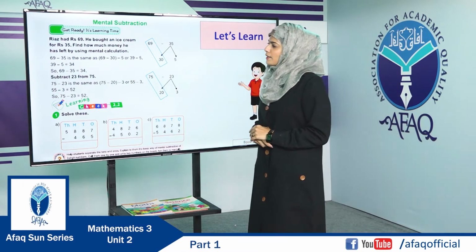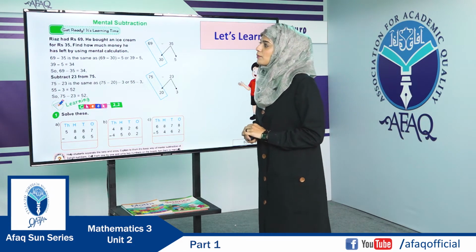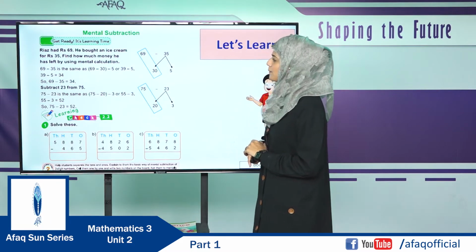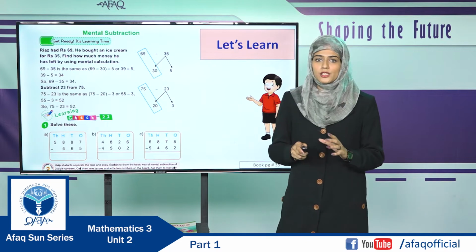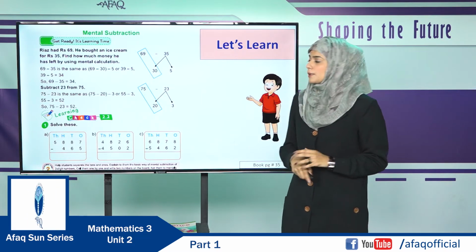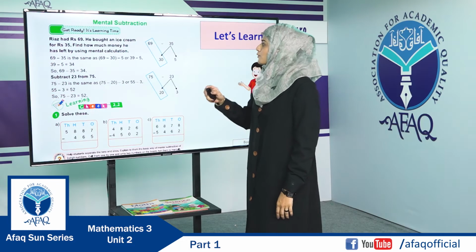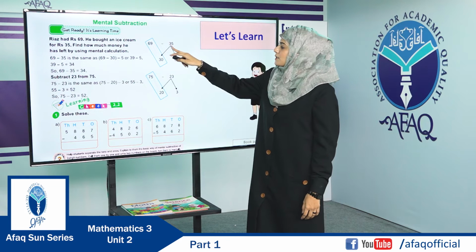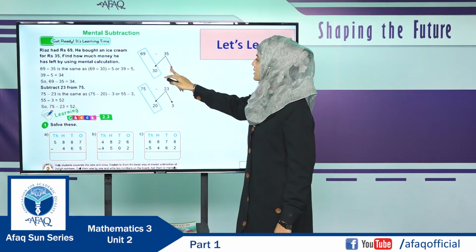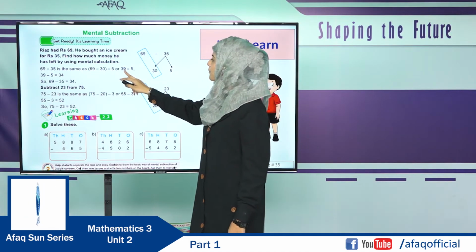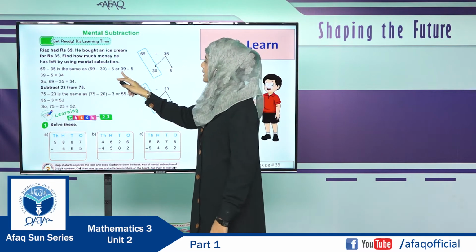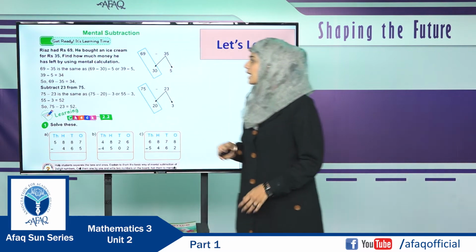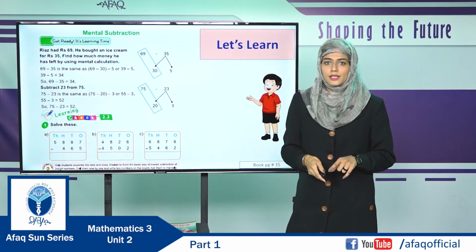So, Riaz had rupees 69, he bought an ice cream of rupees 35. Find how much money he has left by using mental calculation. So, the methodology is the same as we discussed in the previous lecture. First of all, we have to minus 35 from 69, and in this the tens place digit is 30 and the ones place digit is 5. So, we have to think in the mind like 39 minus 5, the answer is 34. So, 69 minus 35 is equal to 34.